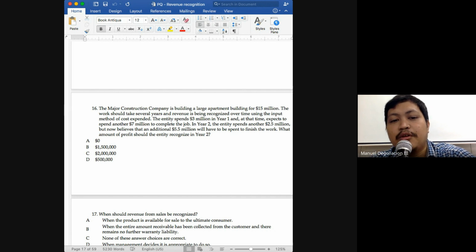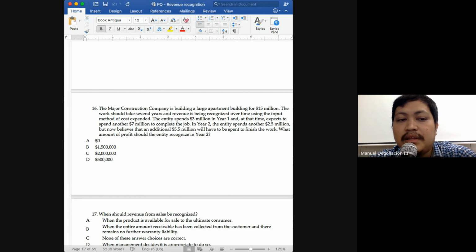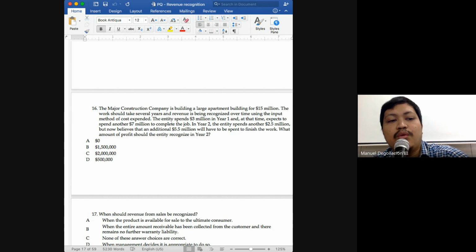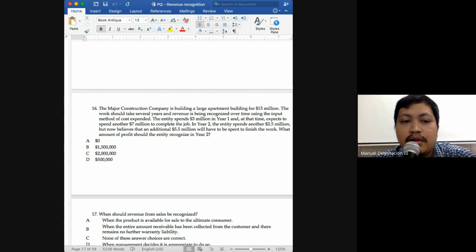You multiply the 4 million by 50%, that will give you your cumulative realized profit. How much is 50% of 4 million? 2 million. But again, that is not the answer because the 2 million here is cumulative. How much have you reported in year 1? It was 1,500,000. If your cumulative is 2 million and you have already reported 1,500,000, the additional profit to be recognized in year 2 is only 500,000. Okay, so the answer here is letter B. I hope some of you are getting flashbacks from your long-term construction contract discussion.